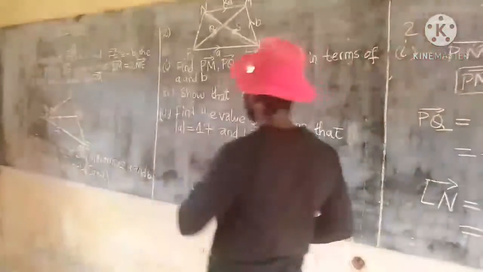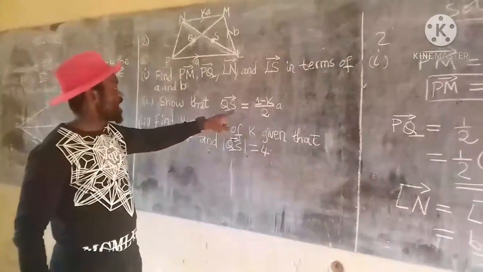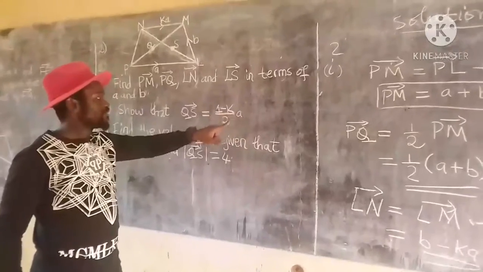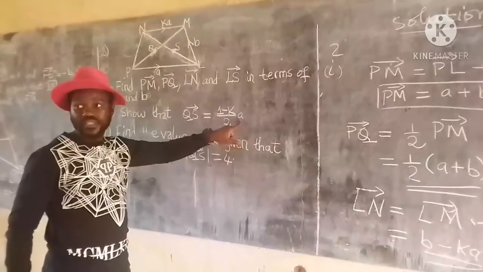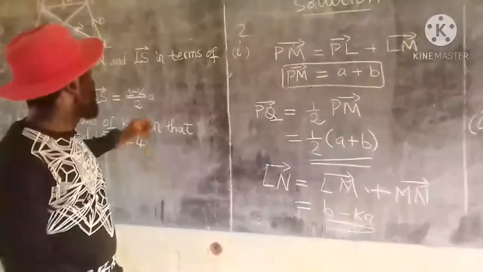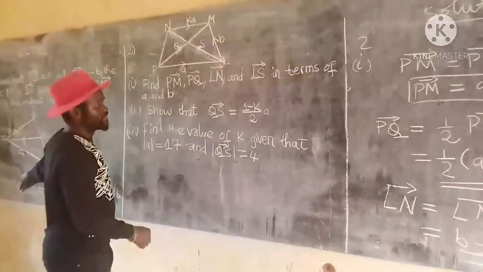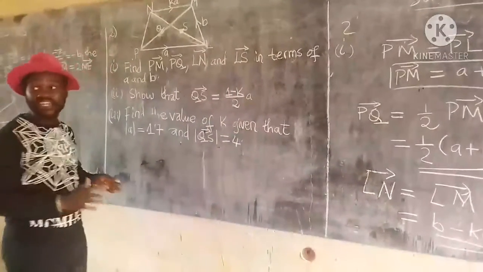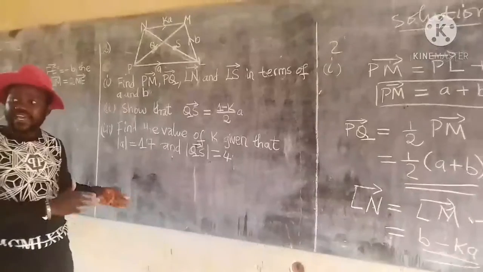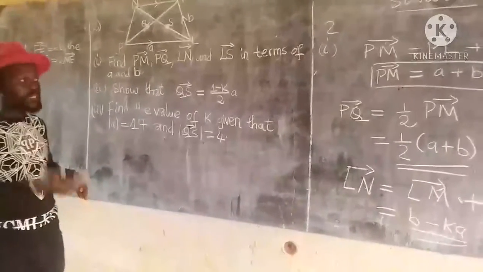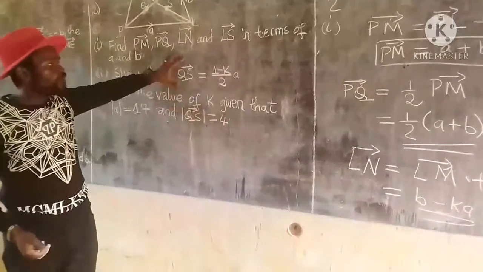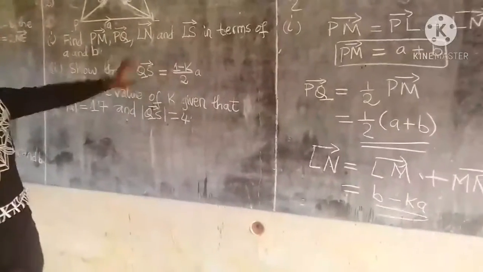Small man 2 says, show that QS is equal to (1 minus K) divided by 2 times what? A. Just as we did in question number 1b, we are not interested in the right hand side at the beginning. It is at the end that we are going to simplify the answer we have to take the form of the right hand side. So let's work first with what? QS.